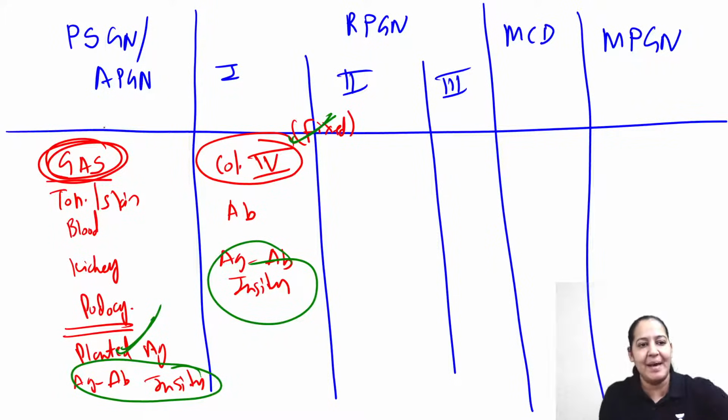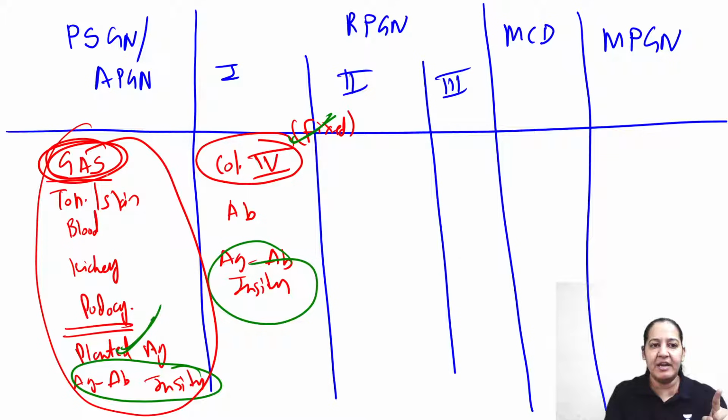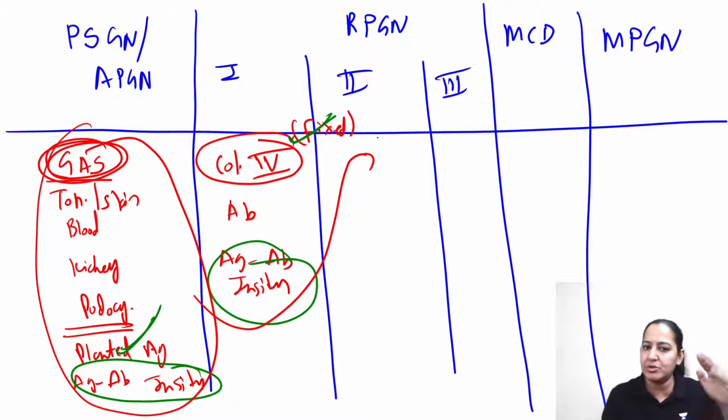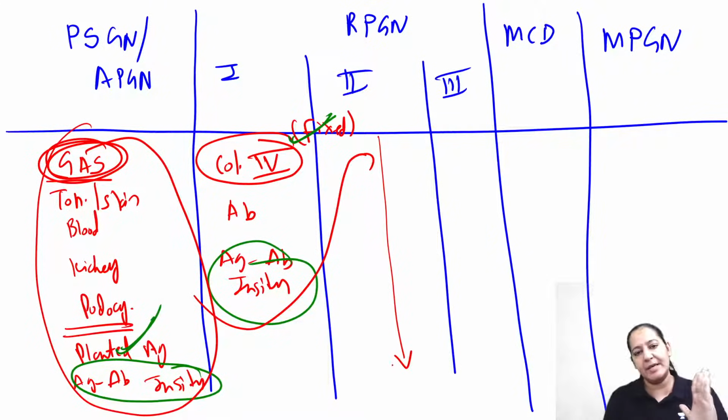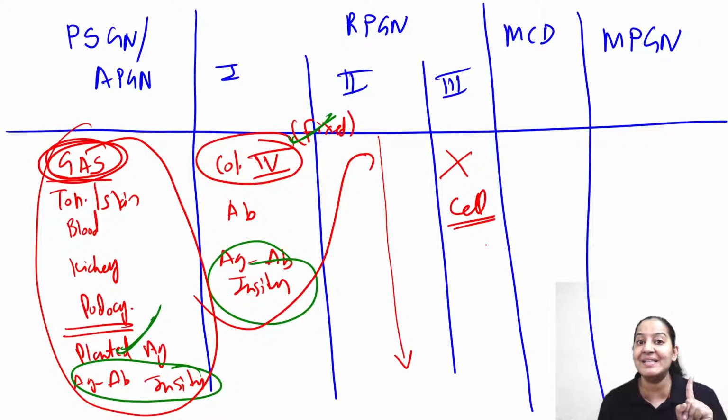Type 2 is same as this. So another name given to PSGN is type 2. So the same story is repeated here, right? The same story is repeated: APGN is the type 2 RPGN only. In type 3, there are no deposits because it is cell mediated. Cell mediated means T lymphocytes, CD4, CD8 lymphocytes will cause the damage to the filtration barrier. If we talk about MCD, again it is cell mediated. So no antigen antibody complexes are there.